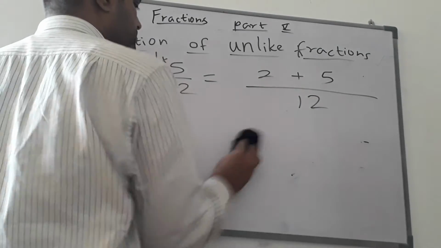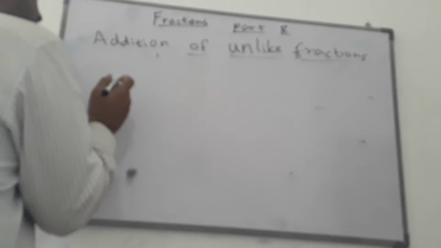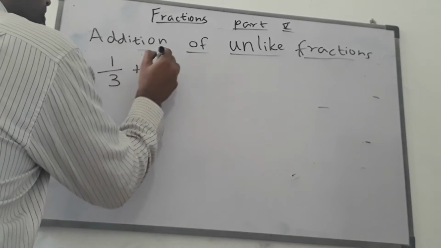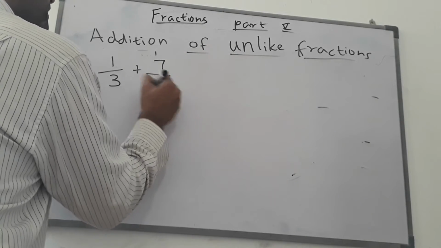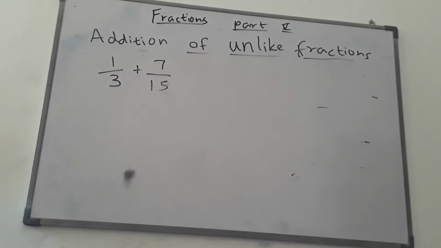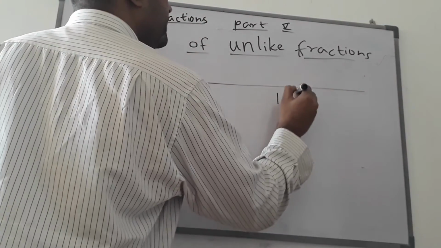One more sum. One third plus 7 over 15. Okay, 15 is a multiple of 3. 3 times 5 is 15. So we can take 15 as the common denominator.